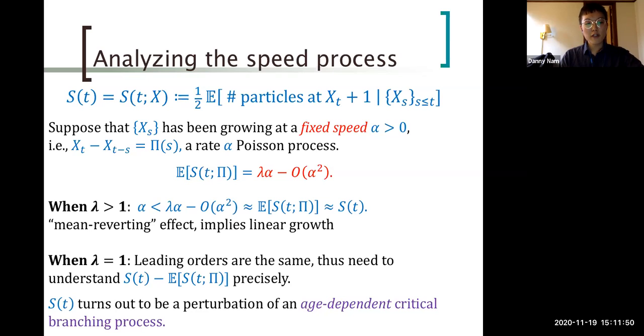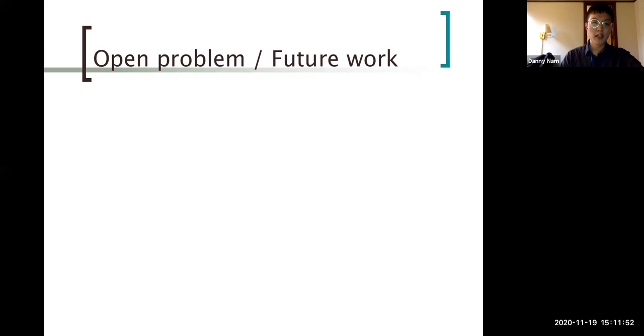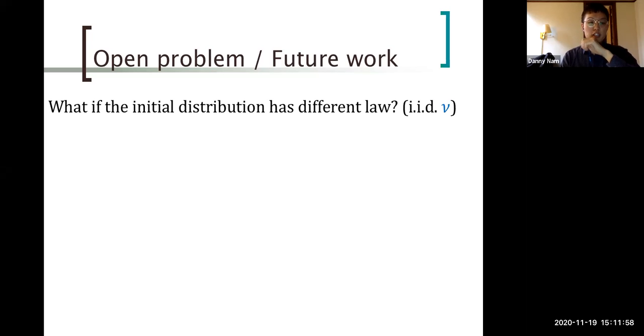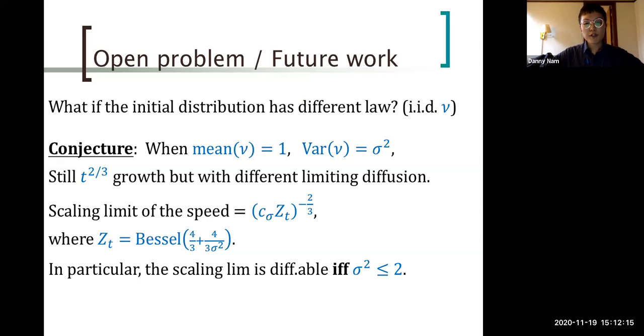So I'm going to finish my talk by mentioning an open problem, which is also a future direction of work, which I think is interesting. We were assuming that the initial distribution was IID Poisson of lambda, which is basically the stationary distribution under independent simple random walk. But we can ask what happens if we start with a different initial law. We believe that it will still have the t to the 2/3 scaling, but then the limiting diffusion of the speed is different. For instance, it's given by some minus 2/3 power of some Bessel process with this dimension.